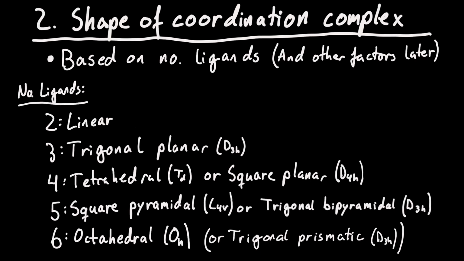Then you should determine the possible shapes for the coordination complex. When you have 6 ligands, it's almost always octahedral, but it can be trigonal prismatic as well. 5 ligands can be square pyramidal or trigonal bipyramidal. 4 ligands can either be tetrahedral or square planar. 3 ligands is rare, but when it happens, it's almost always trigonal planar. 2 ligands is also rare, but when it happens, it's almost always linear. Each of these shapes has its own point group as well, written in the parentheses.